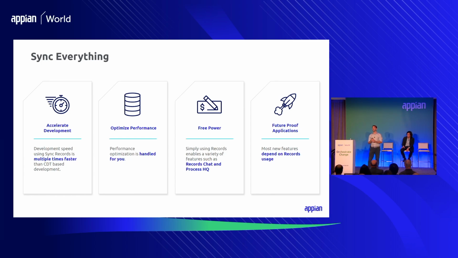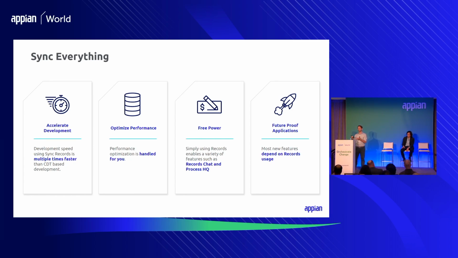The other thing that comes from creating your synced records is free power. A lot of the features that Appian is developing these days are dependent on your records being synced. A few examples I have here: records chat, the process HQ, I'm sure you've heard about these in some other sessions. But there are some other development-centric features which really drive that acceleration. Things like records-powered charts, records-powered grids, records-powered pickers. A lot of those features are dependent on you using the data fabric and syncing those records.